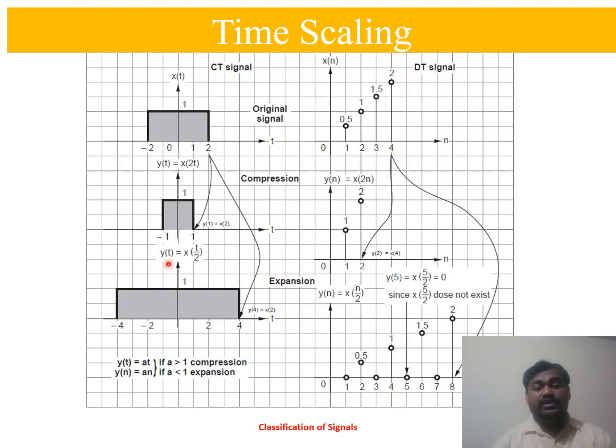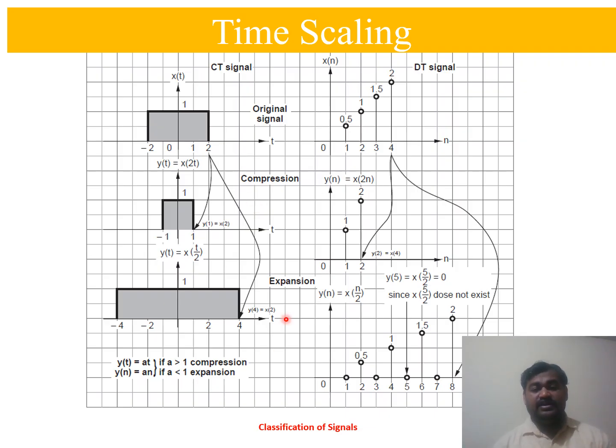Suppose it is given that y of t equal to x of t by 2. How do we convert this into x of t? Multiply by 2, cancelling the 2, and this will become x of t. So multiply the time axis by 2: minus 2 into 2 is minus 4, then minus 2, 0, 2, 4. So what is the use of time scaling? Time scaling may compress or expand the signal along the time axis.